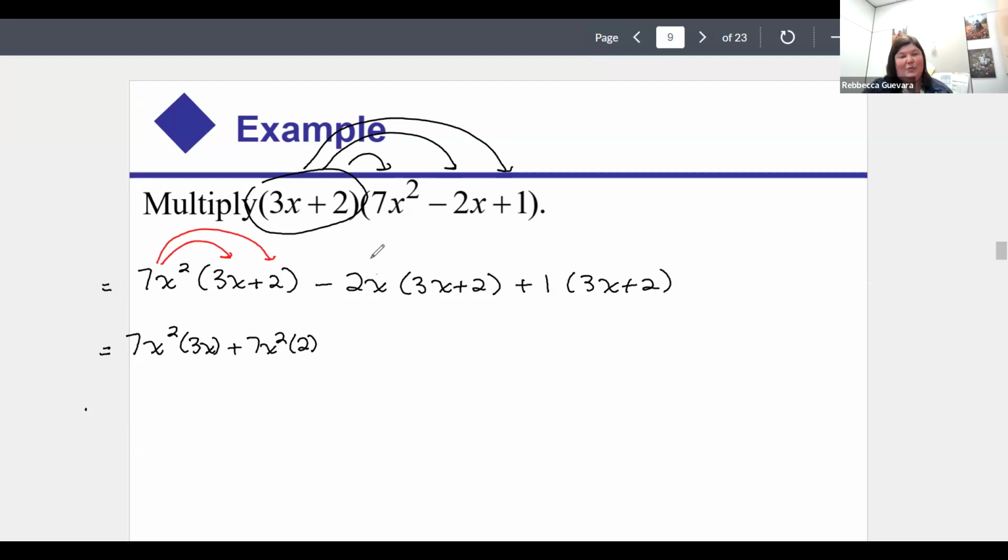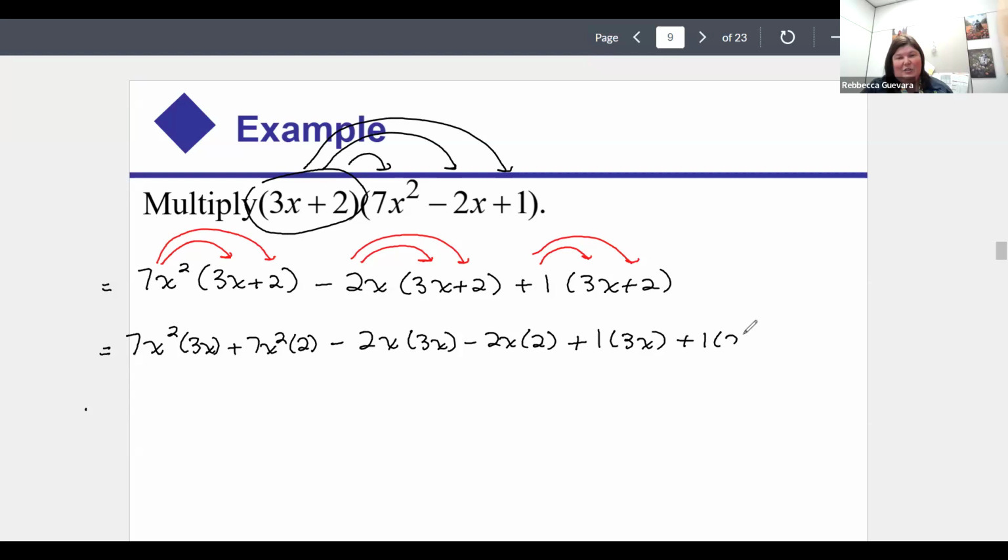I have negative 2x times 3x plus 2. So I'm going to distribute this negative 2x across everything. That's going to give me a negative 2x times 3x and a negative 2x times 2. And this one's a little silly, but technically I can distribute this one across here. So we're just going to do it for demonstration's sake. For that case, I'd have 1 times 3x, plus 1 times 2.